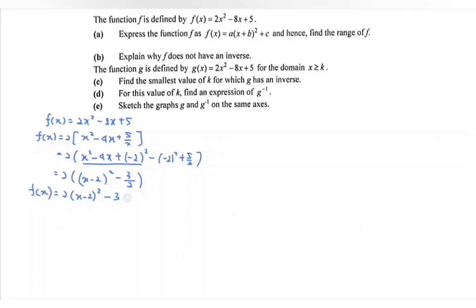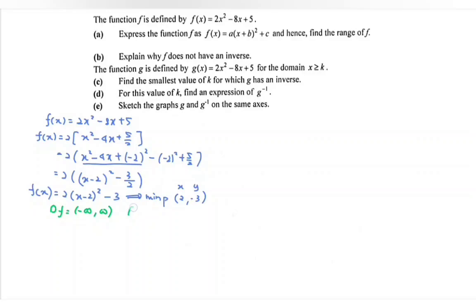Referring to the situation, we have the minimum point, which is (2, negative 3). So that is the value for x and also for y. If it refers to the question, the domain for f would be negative infinity until infinity. For this case, it is not a one-to-one function.